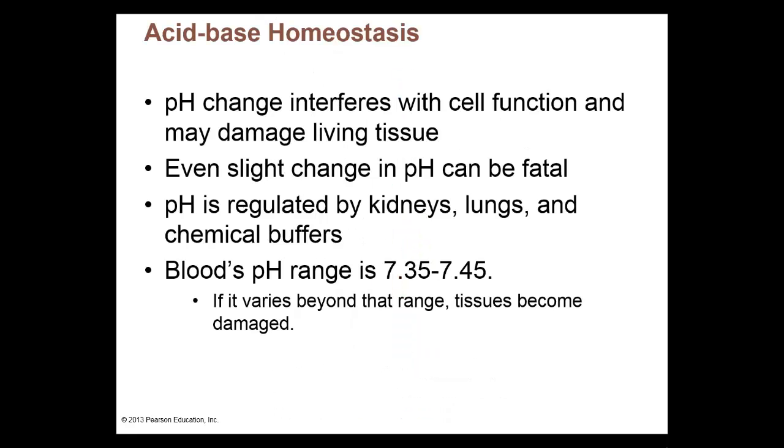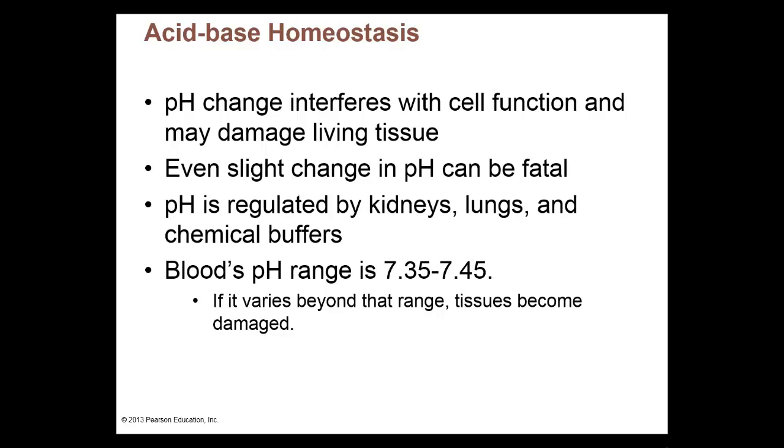Now, why do we care about all the acids and bases? Well, we need to maintain homeostasis, and so we need to maintain our acid-base balances in our body. Any pH change interferes with cell function and can damage living tissue. So any type of little pH change, anytime it gets a little too alkaline, a little too acidic, that can change how things work in our body. Even a slight change in pH can be fatal.